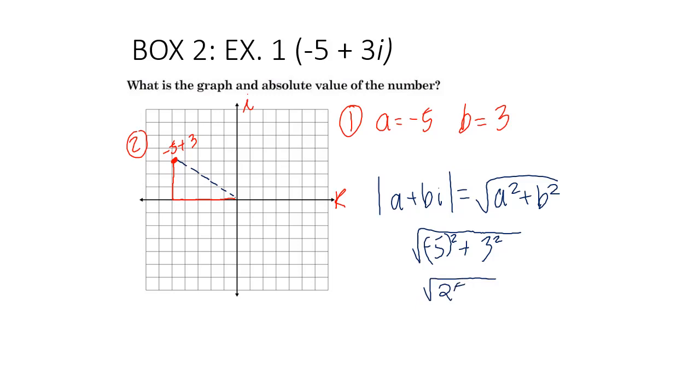Plus 9. And 3 squared is? 9. And that gives us what? 34. Can I break that down? Can I simplify that? Yes, to 2 and 17. Well, technically, those are primes. So can it be broken down? No. So my answer is just the square root of 34. So my absolute value, my distance to the origin, is square root of 34.